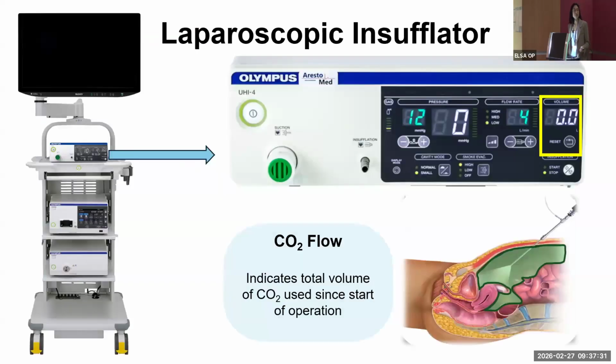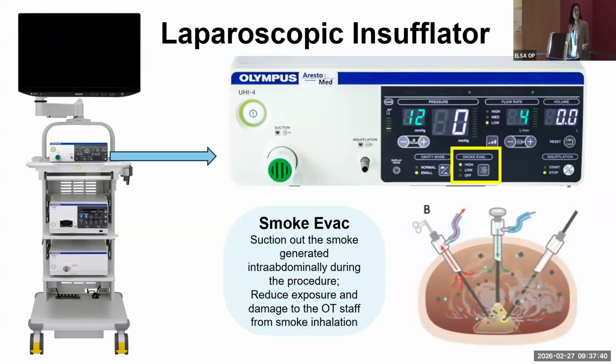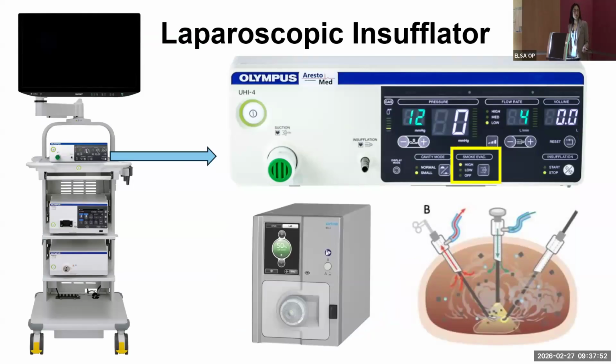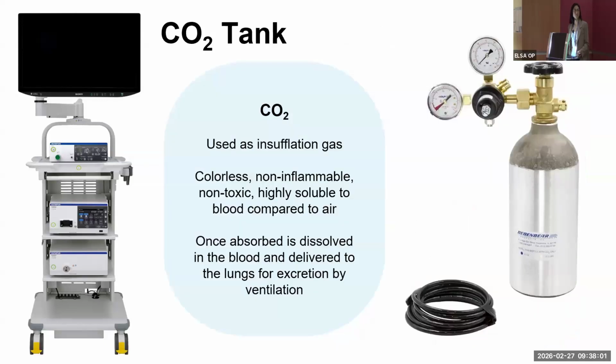Okay. So also in the insufflator, we have our CO2 flow indicator. It indicates the total volume of CO2 already used during the operation. And some machines have a smoke evacuator built in. So it suctions out the smoke, so we don't have injury to the surgeons and to the nurses during the operation. There's also one that's not part of the machine. This is an external device for smoke evacuation as well. Usually this connects to a tube and we connect it to the tube parts.